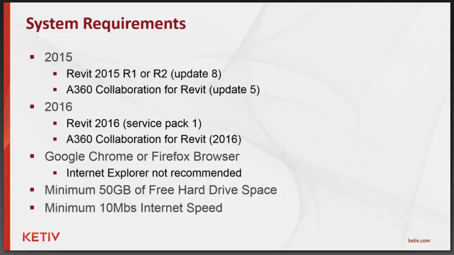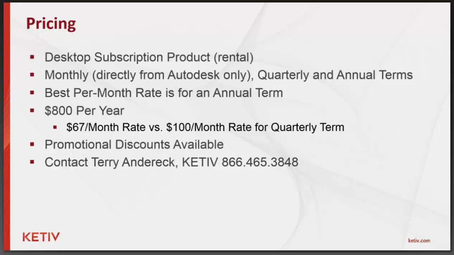To run a project on A360 C4R, you're going to need a minimum of 50 gigabytes of free hard drive space and a minimum 10 megabytes per second internet speed to run the software correctly. So you use that term C4R, which means collaboration for Revit. It's a lot easier to spell than the longer one. Yeah, my tongue's hurting from saying collaboration for Revit so many times, so I'm going to say C4R from here on out. Let me talk about pricing for a second. That's a salesy thing that everyone wants to know. This product, Collaboration for Revit, is what's called a desktop subscription product, meaning it's a rental.